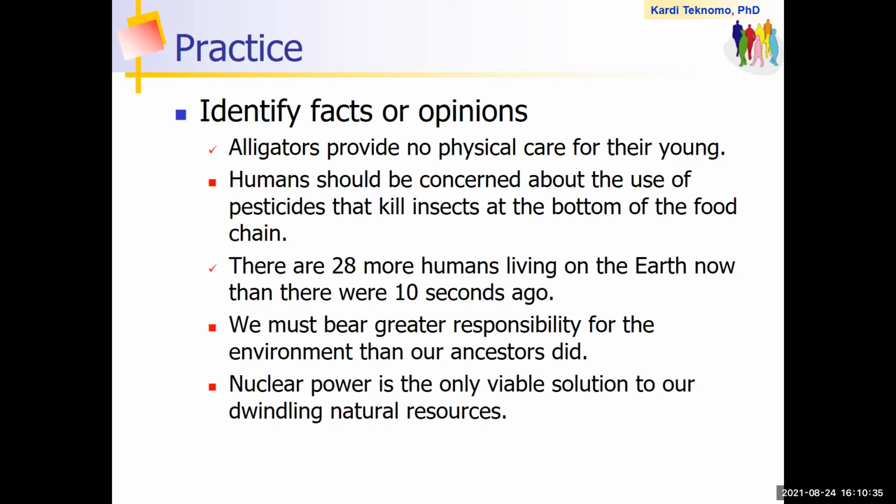"Nuclear power is the only viable solution to our dwindling natural resources." Opinion. Which word makes it an opinion? "The only." So it becomes opinion. The qualifying word makes it an opinion.